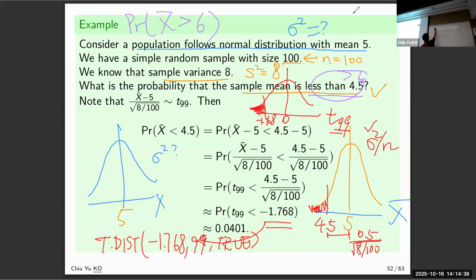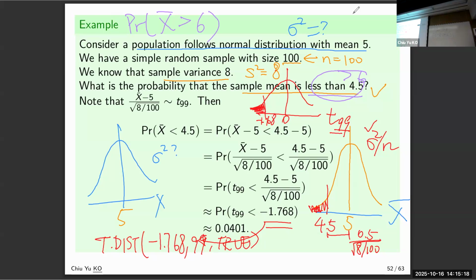The probability that X bar is more than 6. We know that mu is 5, n is 100, and S squared is 8. I want to know the answer to it. And of course I know the underlying distribution is normal, a bell curve. So this is a question; we'll talk about the answer after the break. Try to do this. If you know how to do it, then you know very well.